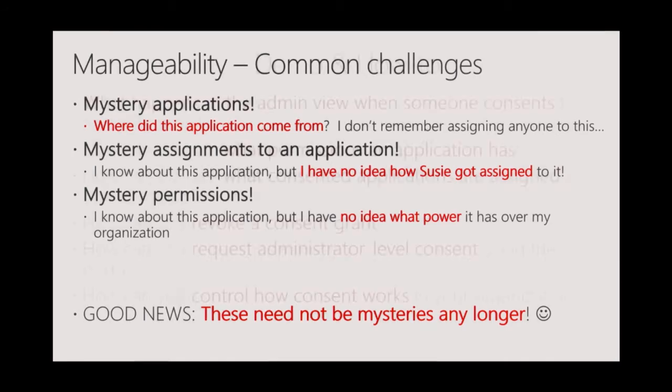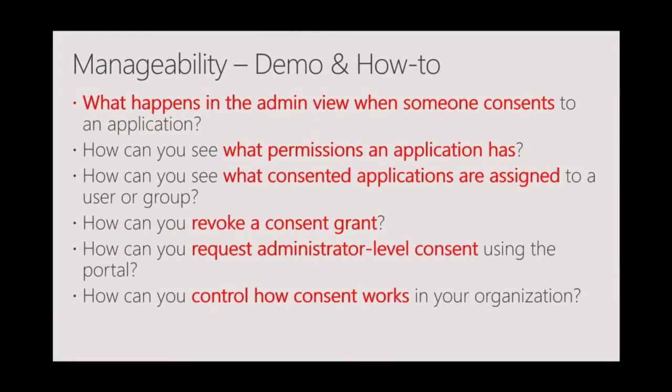And it looks like, sadly, they removed my Lord of the Rings reference here. But anyway, good news, these need not be mysteries any longer because I'm going to teach you and show you a few things. So the first is, hey, what happens in the admin view when somebody actually consents to an application? Like, what do I see? How can I see what permissions an application has? How can I see what consented applications are assigned to a user or a group?